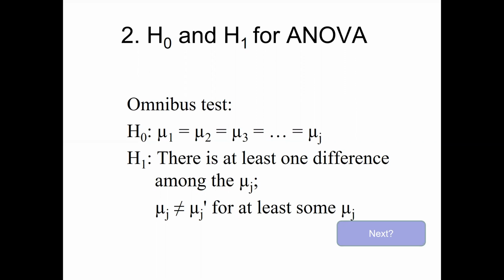J represents the maximum numbered group. And the alternative hypothesis, which is the one generally speaking you would like to uphold or find for, is that there's at least one difference among the means, or the mean for one group is not equal to the mean for some other group.